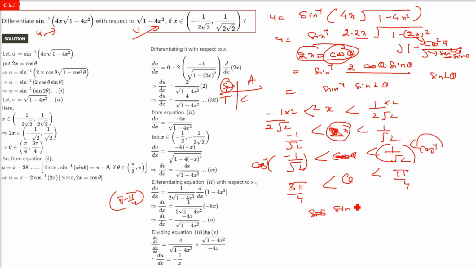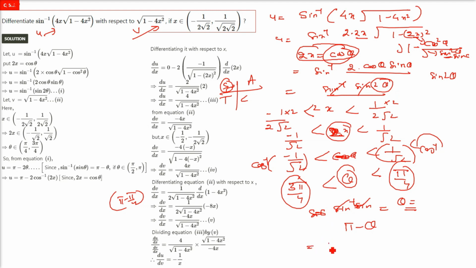When you cancel this, it has to be between a certain range, as I told you. And since 3 pi by 4 and pi by 4 are not in the range, you cannot just cancel these two. The answer should not come as 2 theta when you cancel sine and sine inverse. It will come as pi minus 2 theta, as in the previous question. So you will write it as pi minus 2 theta.